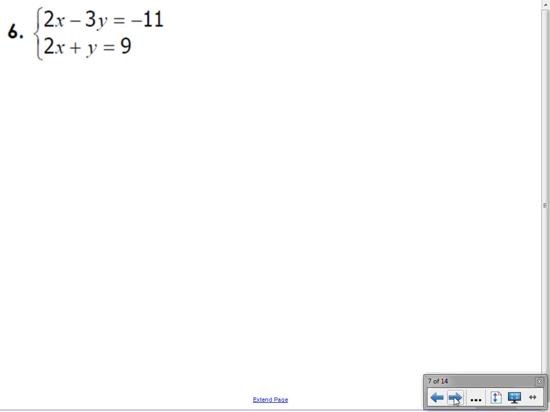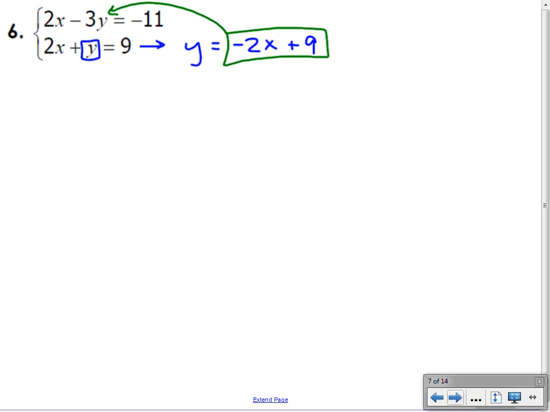So here's another example where neither one of our equations is solved for a variable. Again, the hint is solve for the variable that does not have a number written in front of it. In this case, it's the y in the bottom equation. So we're going to solve this equation for y. We subtract 2x from both sides, and we get y equals negative 2x plus 9. So now we can make a substitution. We know y is equal to this, so we plug it in for the y in the first equation. That gives us a new equation: 2x minus 3 times negative 2x plus 9 equal to negative 11.